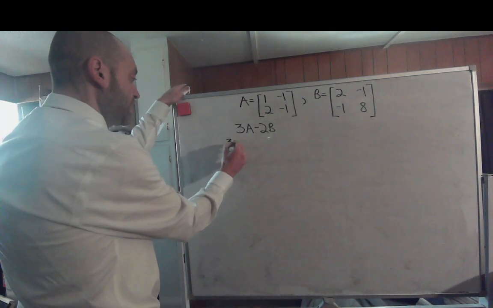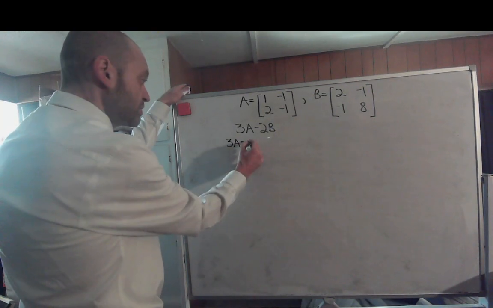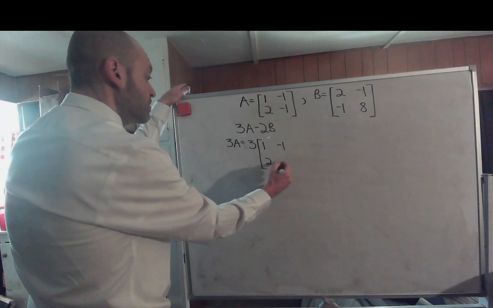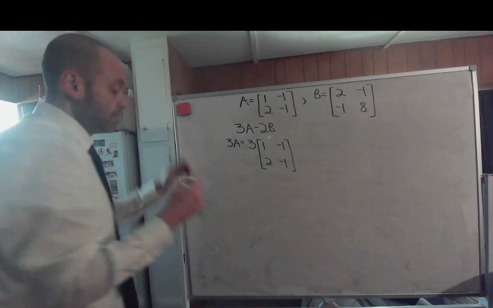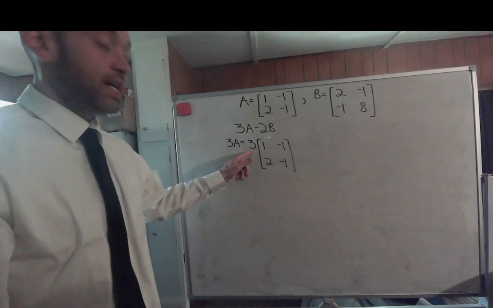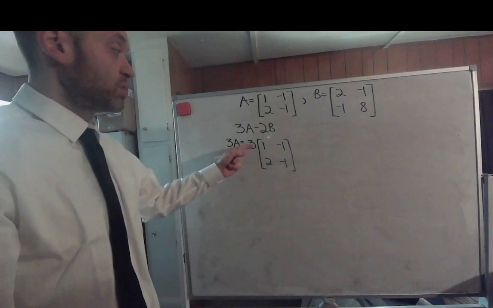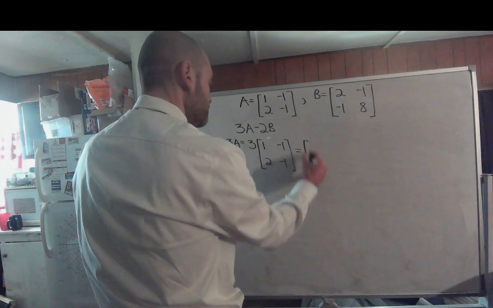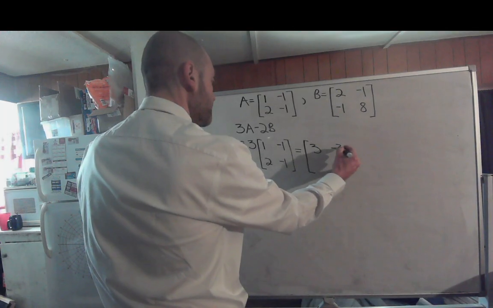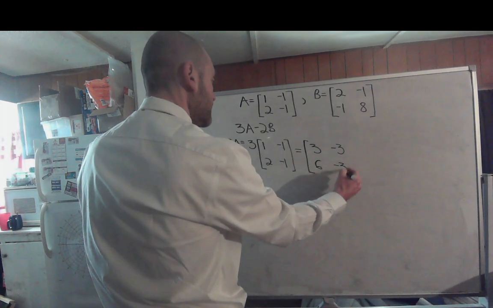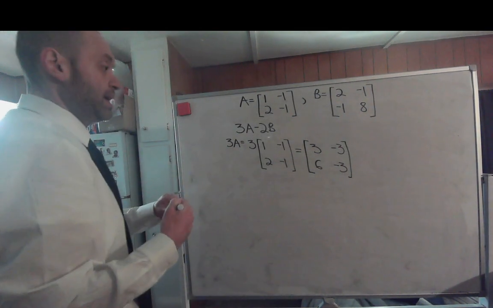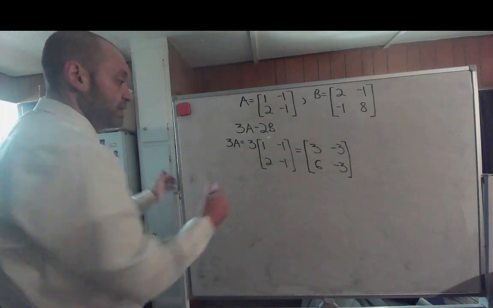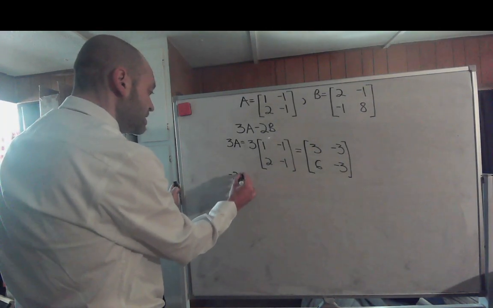Let's take 3A. 3 times A, that's going to equal 3 times my 1, -1, 2, -1, right? Okay. All I have to do for scalar multiplication, that constant is called a scalar. I'm just going to distribute that 3 into each of the entries of the matrix. So this would turn into 3, -3, 6, -3. So there's my 3 times A. And then this is really 3A plus -2B. So let's say I take -2 times B.